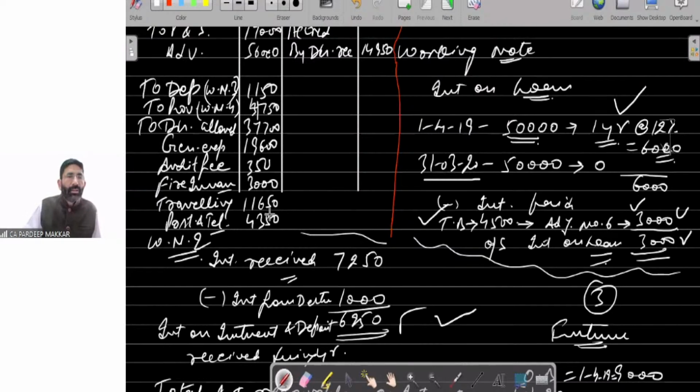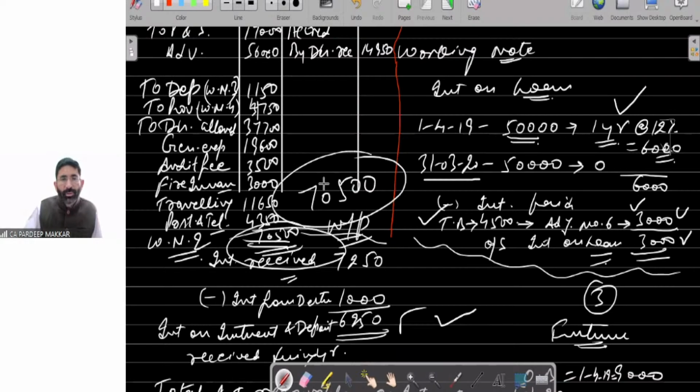So get the balance. How much is it? That will be the net profit. How much is the net profit? Fast. Check it out. How much is the net profit? Fast. 70,500. This is the amount of net profit. 70,500. Net profit to be carried forward. This is 70,500 in this question.